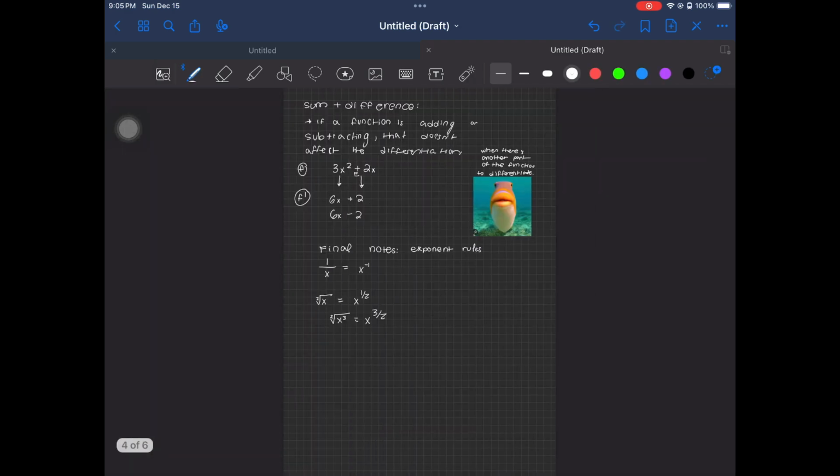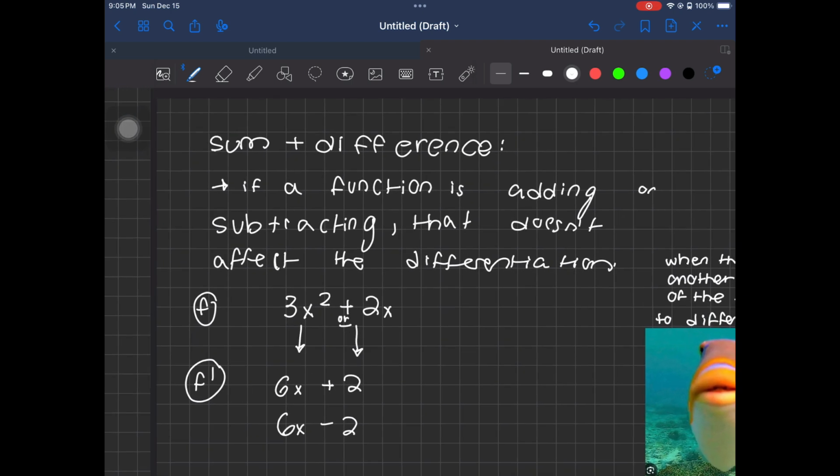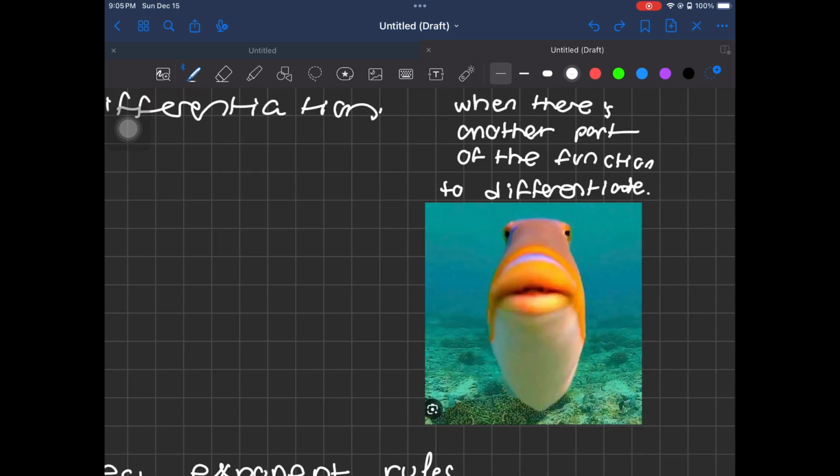So our next rule is the sum and difference rule. If the function is adding or subtracting to another function or to another variable, that doesn't affect the differentiation at all. The differentiation also adds and subtracts. And here's some final notes.